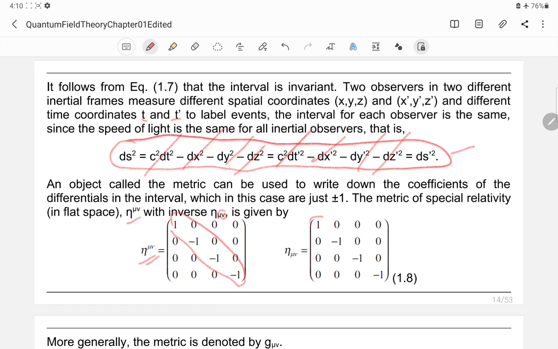This one also is the same. In this case, your eta mu nu is equal to eta mu nu. In general, you don't have all ones there. If you have a different space, not a flat space, then it wouldn't look like this. This is only for flat space or Minkowski space.